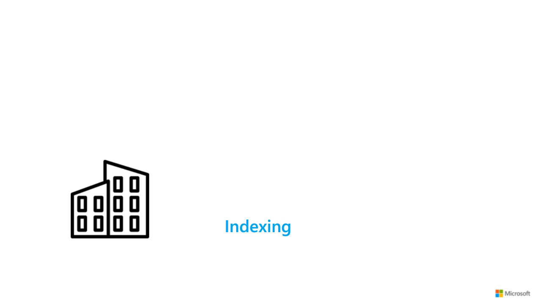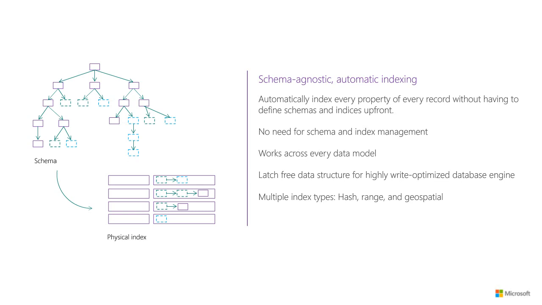For indexing, one of the neat novel features that Cosmos DB has is automatic indexing. And so you can store a heterogeneous set of records. Let's say it's IoT data where each generation of device has slightly different sensors and new capabilities. What we can do is automatically index every property of every record without knowing the schema up front. You never have to do an alter table or create index operation.